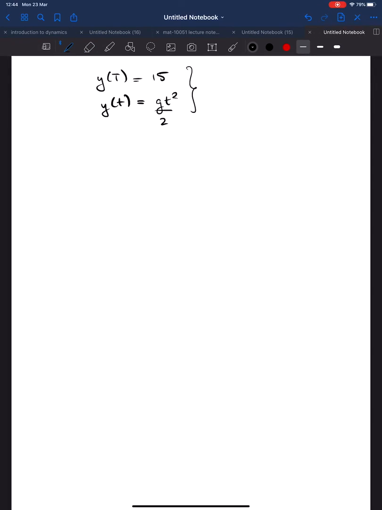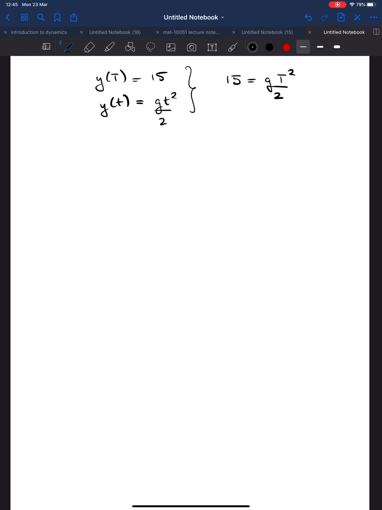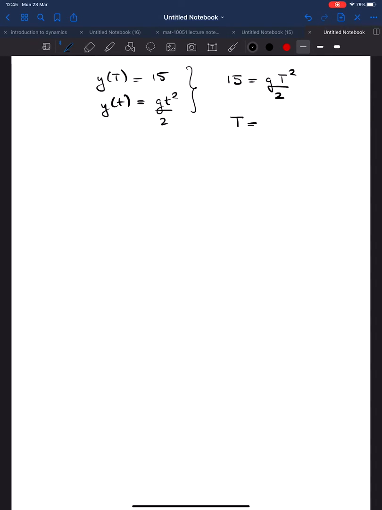So this combined gives us a way to find T. So we have 15 equals g T squared over 2. And if I just rearrange, remembering that time has to be positive, I have T equals the square root of 30 over g, where the positive square root is taken because time t is greater than 0. So the time that we measure the motion with is always positive, or greater than or equal to 0 anyway. Okay, so this is fantastic.